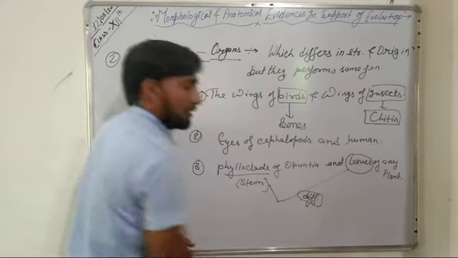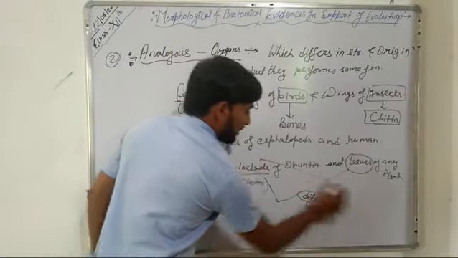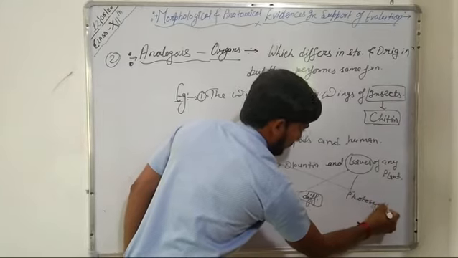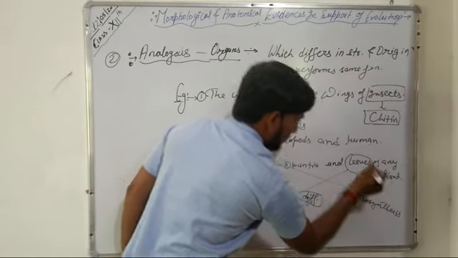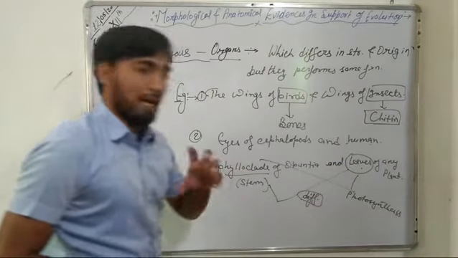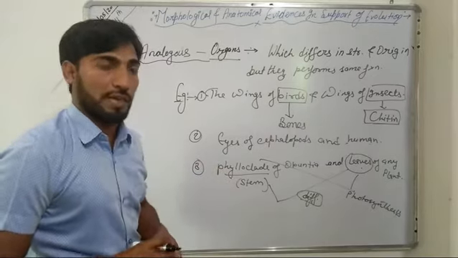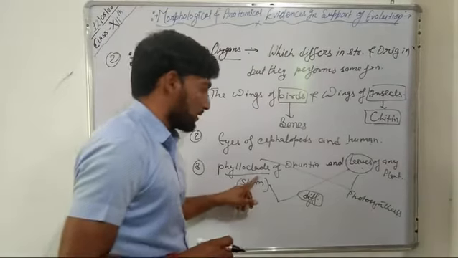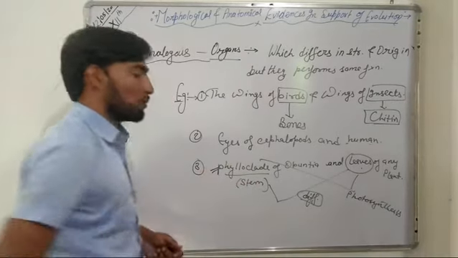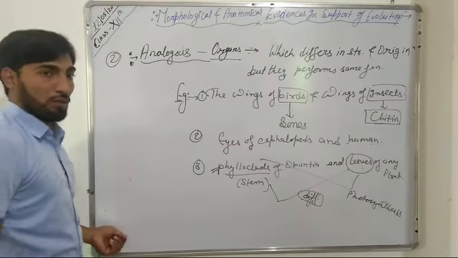Structurally both differ from each other, but both carry out the same function, that is photosynthesis. In most plants, the leaves carry out photosynthesis, and in plants usually found in xeric conditions, the phylloclade, that is the modification of a stem, is responsible for carrying out photosynthesis. So these are the three examples of analogous organs.